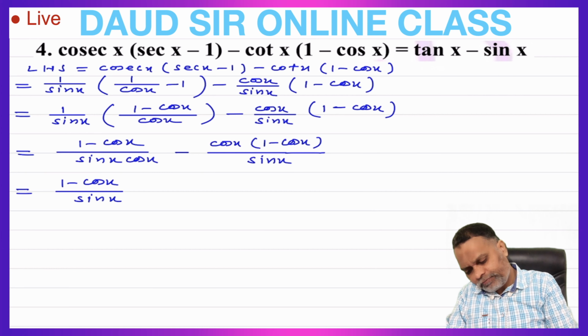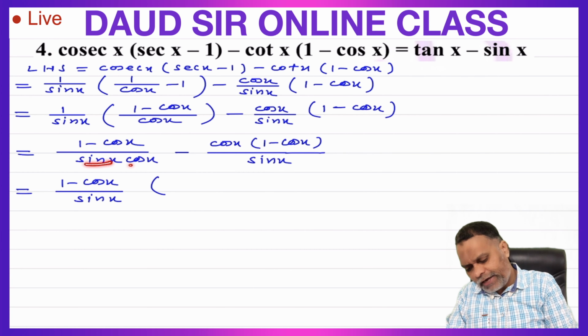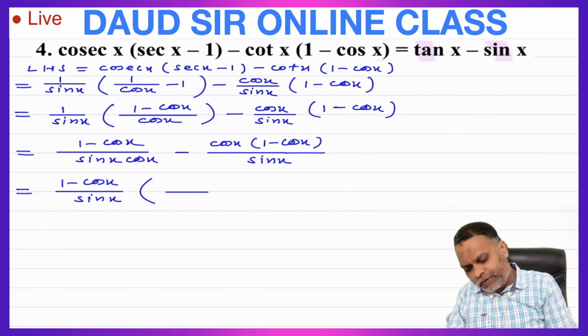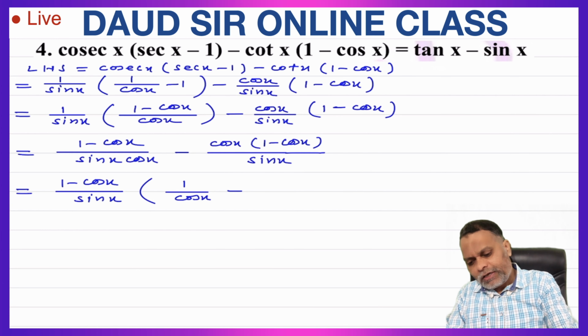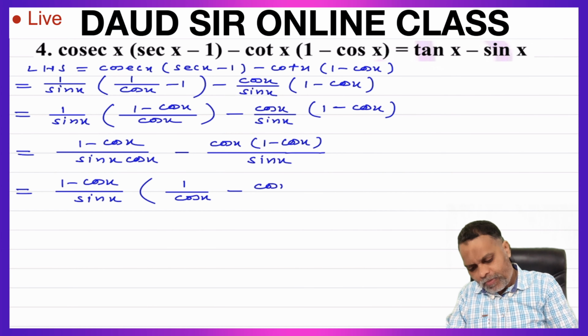After taking this common, what is left here? Here this out and this sin x. So 1 upon cos x left here. In the first term, 1 minus cos x upon sin x common. So 1 upon cos x left, minus here this bracket and this sin x outside. So only cos x left. Cos x.